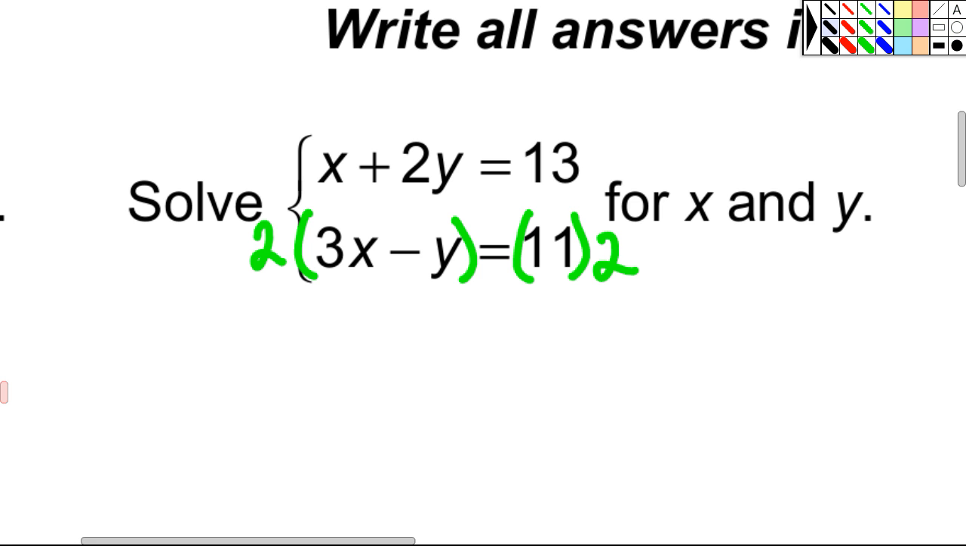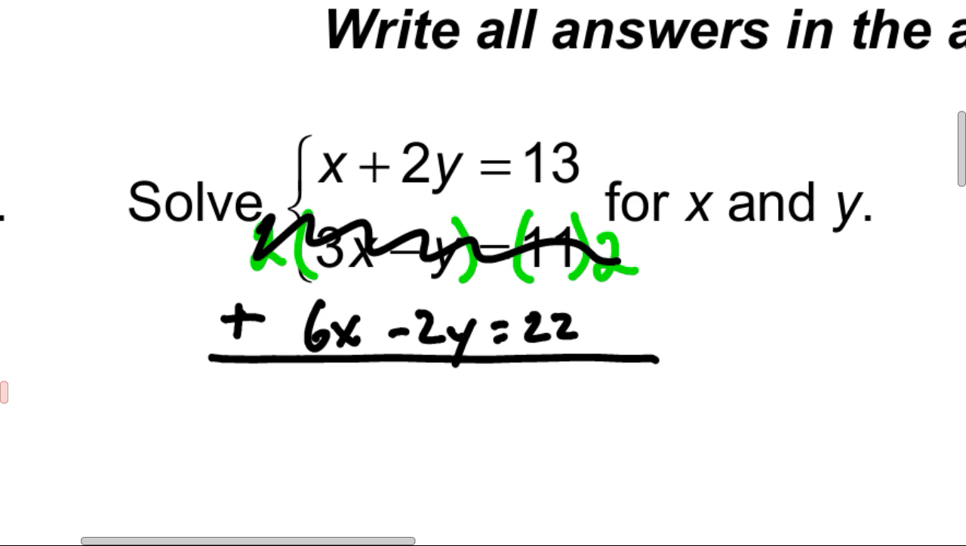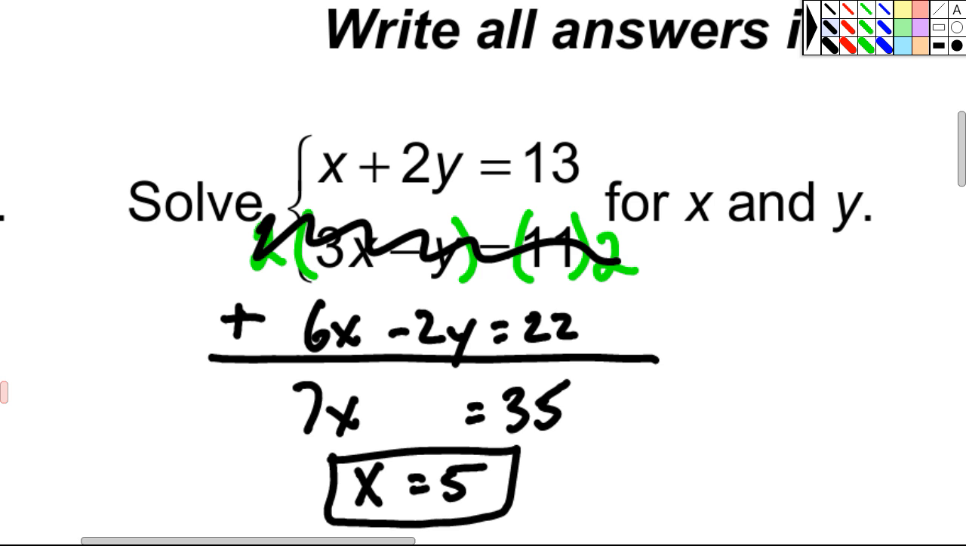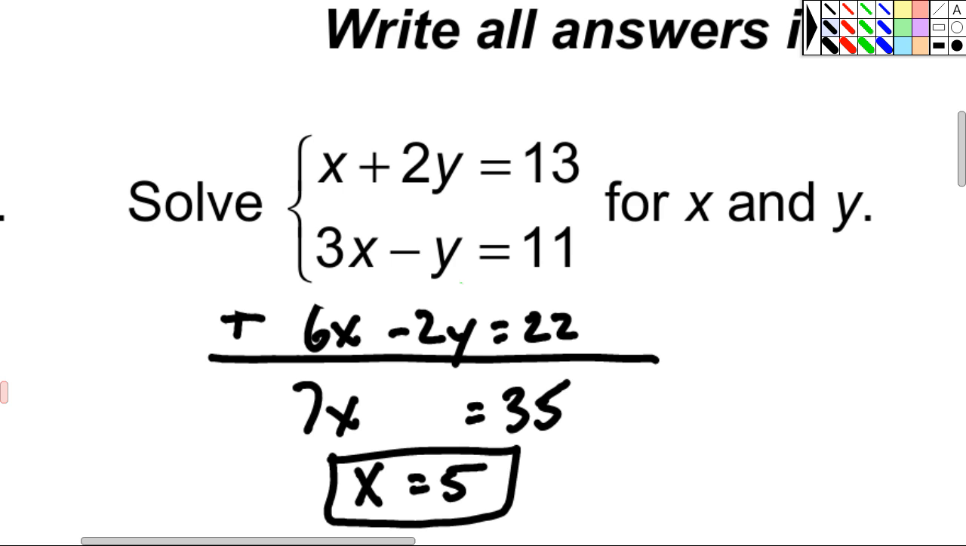So let's figure this out. 2 times 3x, 6x. 2 times -y, -2y, equals 22. Now I really don't need this anymore. But what I do now is I add up those 2 equations. And I'm always trying to make sure that my x's are lined up, my y's are lined up, and my constants are lined up as well. So we get 7x equals 35, since those y's canceled out. Divide both sides by 7, x equals 5. So now all I got to do is go back in one of my original 2 equations and plug in, or substitute, x equals 5.